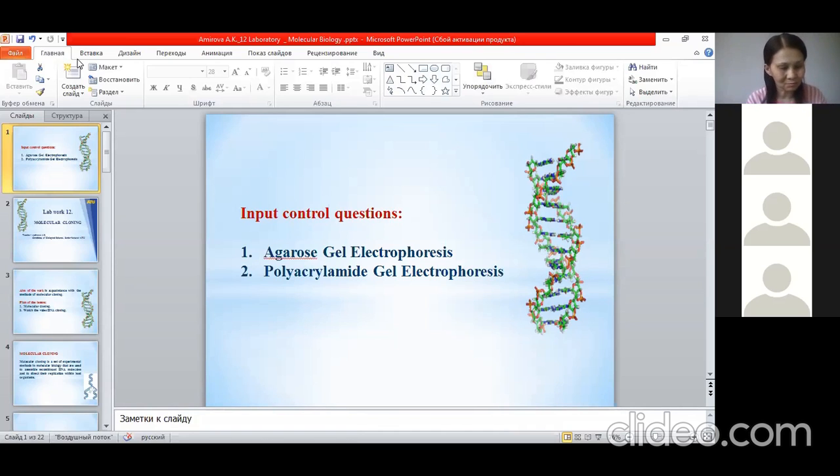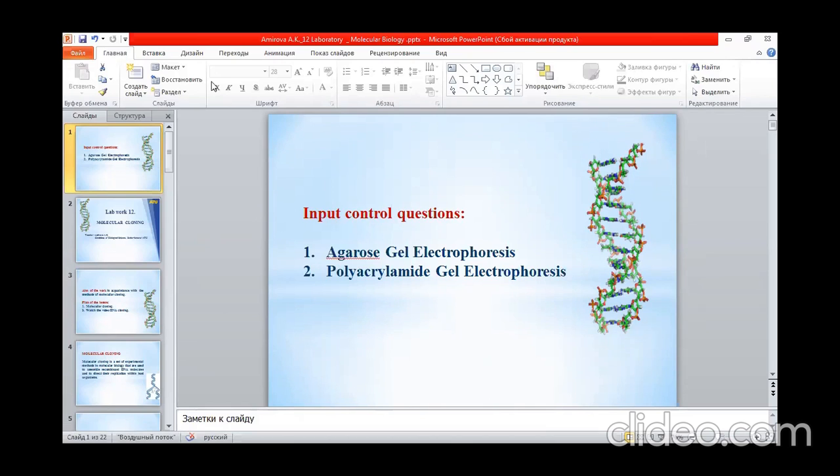What's your name? Please answer. Agarose gel electrophoresis is a method of gel electrophoresis used in biochemistry, molecular biology, genetics, and clinical chemistry to separate a mixed population of macromolecules such as DNA or proteins in a matrix of agarose, one of the two main components of agar. Okay.